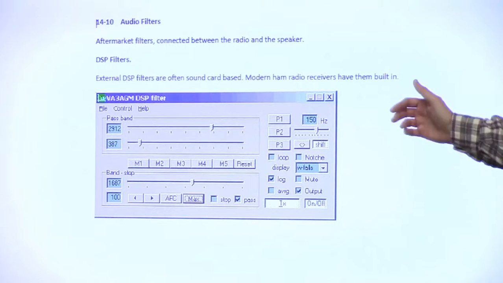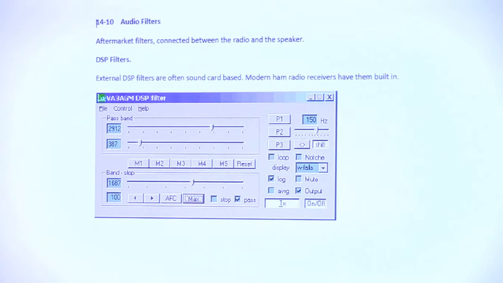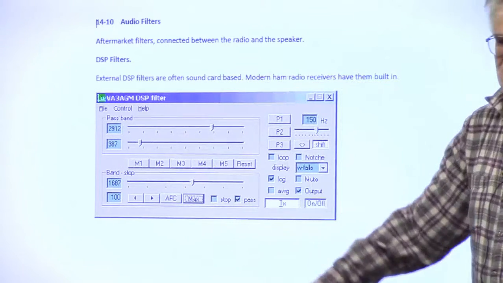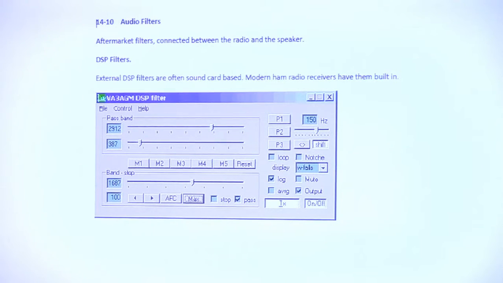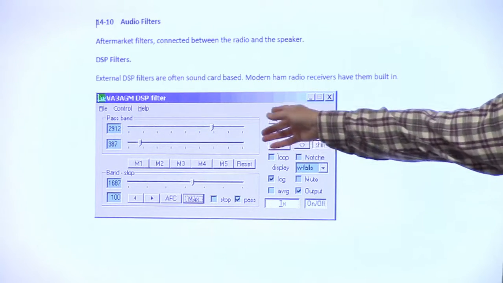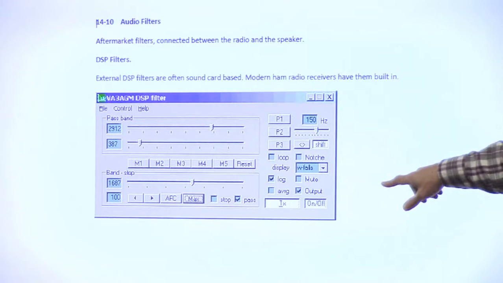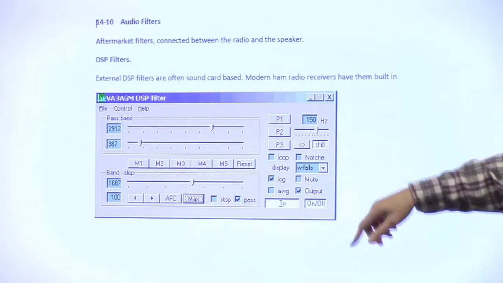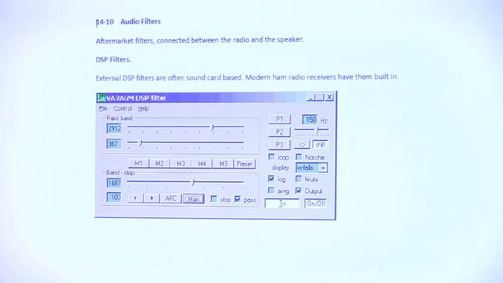But nowadays, more and more, they can do them with computer software. DSP is a term they use quite often now, digital signal processing. So in this case, Peter showed an example of a sound card based filter on a computer, where you take the audio output from your radio, run it through the sound card, and use this filter to clean up the audio. Just mentioning this point.